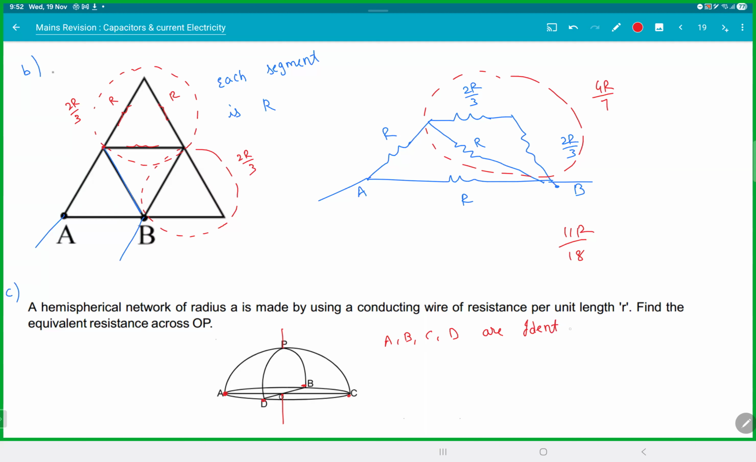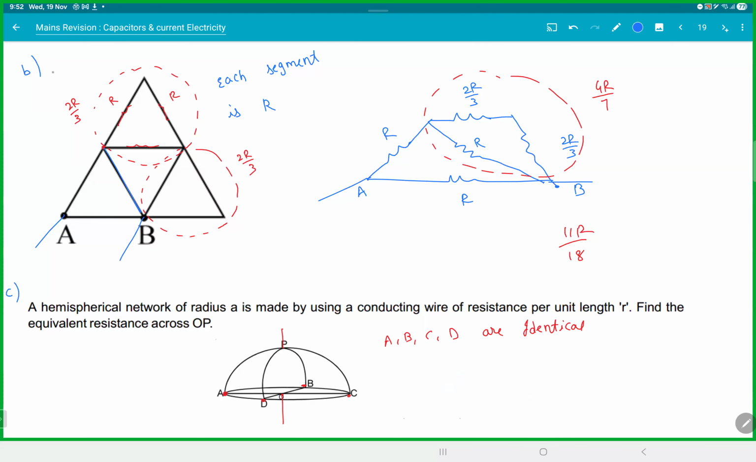So when you go from O to P, if you go from ODP or OAP or OBP, they all are identical. Means you can remove all the resistors between A, B, C, D. So your circuit actually becomes like this. This is O, like this. That is your P.